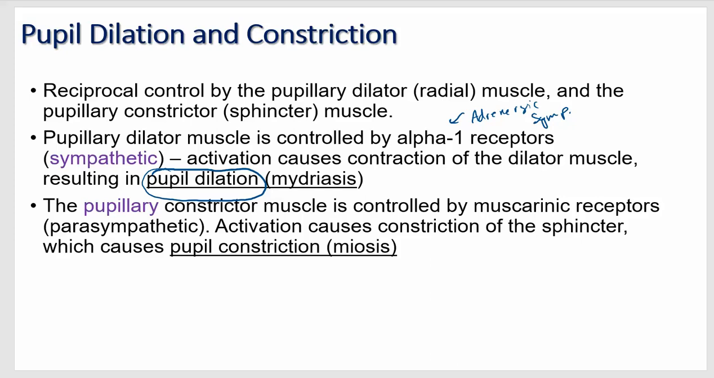The pupillary constrictor muscle is controlled by muscarinic receptors, which is parasympathetic. Activation causes constriction of the sphincter, which causes pupil constriction. So miosis, but not meiosis like cell division, just pupil constriction.